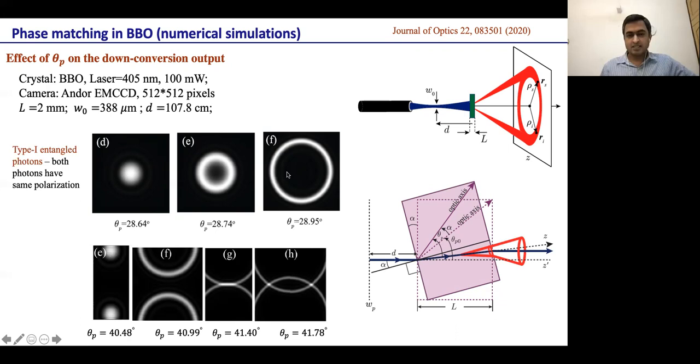So as I said, these are diametrically opposite points, but they have same polarization, either HH or VV, whatever. So same polarization. On the other hand, in this configuration, I have what's called type 2 entangled photons. That means if this is horizontal, this is vertical. Again, diametrically opposite. That means if you take this as a center, if you get one photon over there, second one would be over there.